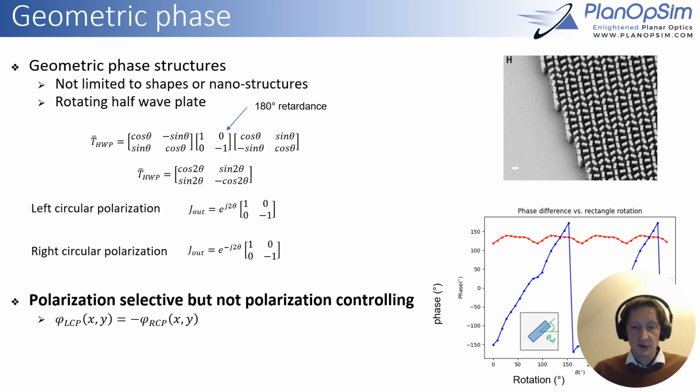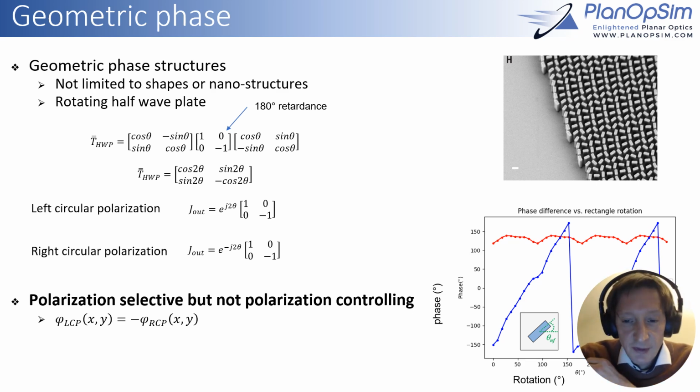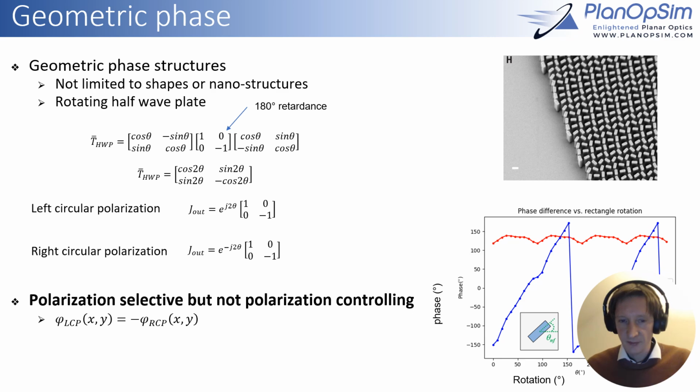And this allows us to create an elegant mechanism for controlling the polarization, with an important side remark that this is a polarization selective component, but it does not control the polarization, because when we set the polarization for left circular polarized light, we automatically set it to the opposite sign for right-handed circular polarized light.